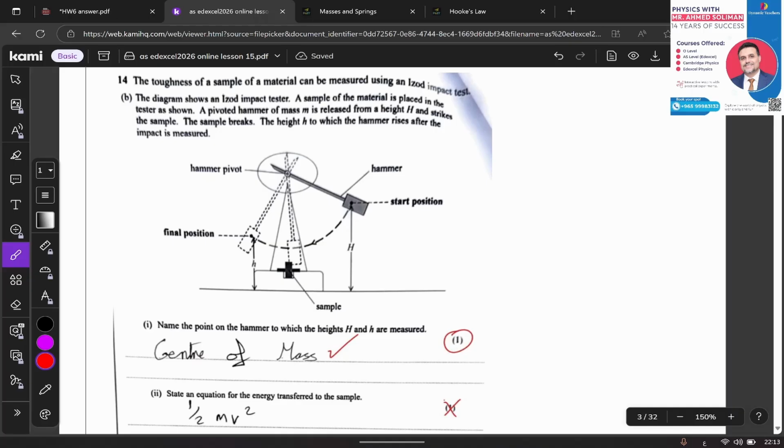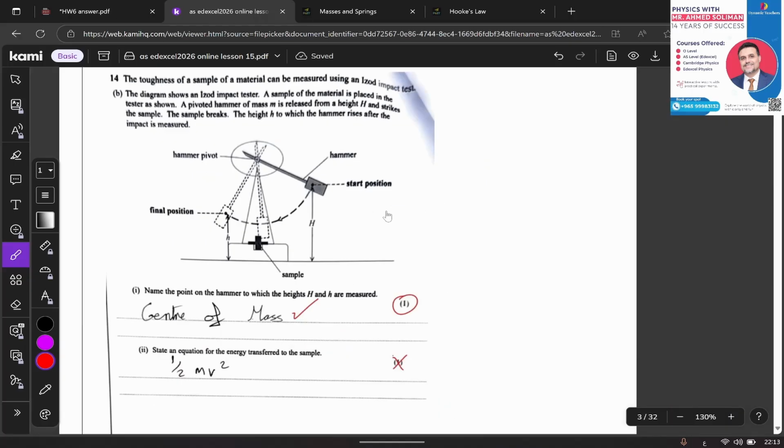What do you think, Mirula? I'm talking about part II. Is it gravitational potential energy? He said state an equation for the energy transferred to the sample. So what is the energy transferred with an equation? MGH.